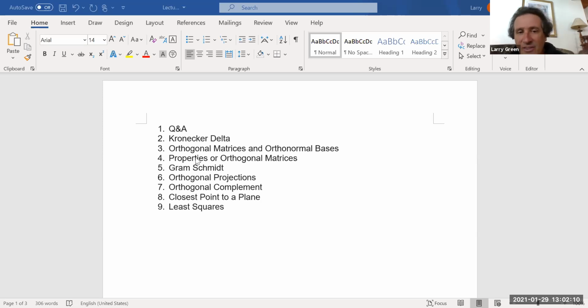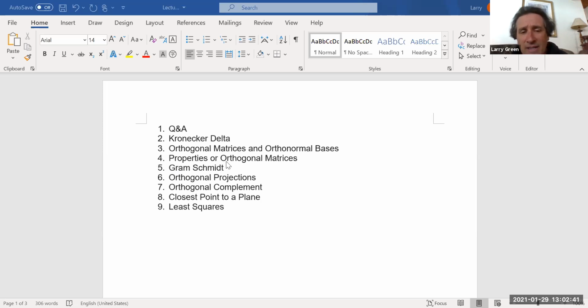Then we'll get into orthogonal matrices and orthonormal bases. So last time we defined what it meant for vectors to be orthogonal, what it meant for vectors to be orthonormal, and what it meant for a matrix to be orthogonal. And this time we'll say, well, if you have an orthogonal matrix, then you have an orthonormal basis. And we'll see what that means.